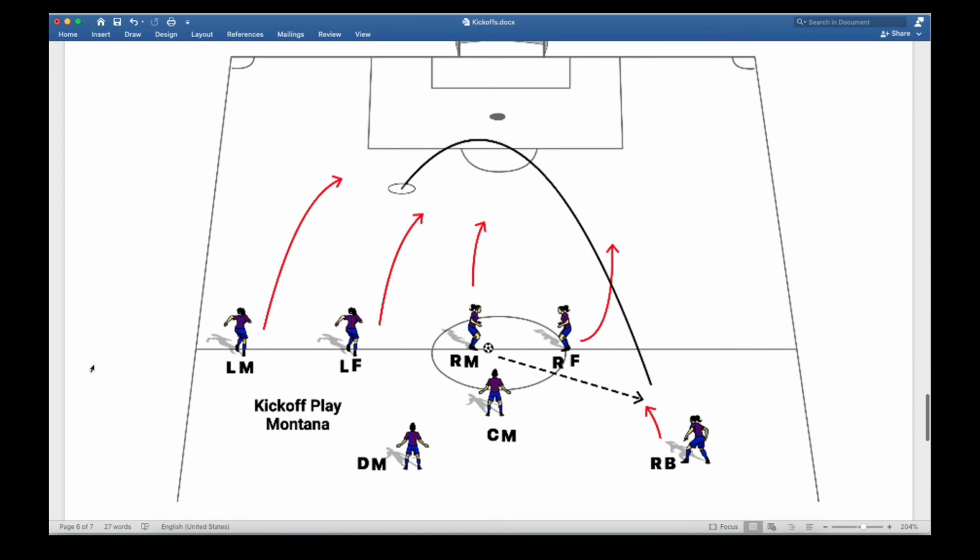Now I want to go over some of the kickoff plays we might have. This is if we play 11v11. If we play 8v8, we'll have to do a modified version. But what we'll probably do here, this is called the Montana, or basically Montana and Maine.